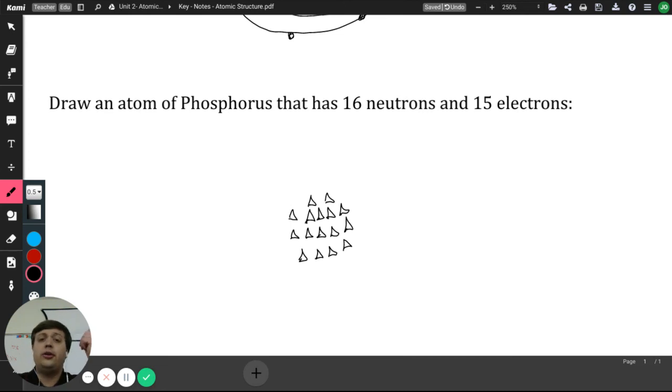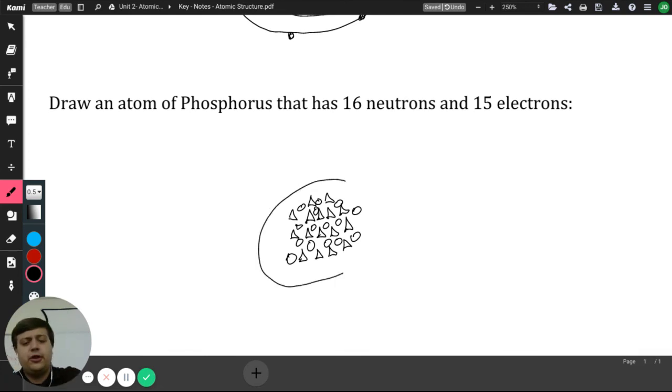Now, what else is in the nucleus? Again, there's protons in the nucleus, right? So I find my phosphorus on the periodic table, which is P. It's number 15 on the periodic table. So that tells me I've got 15 protons. So I go 1, 2, 3, 4, 5, 6, 7, 8, 9, 10, 11, 12, 13, 14, and 15. All right, so there's my nucleus. Nucleus is all there. Now I need to start adding electrons.